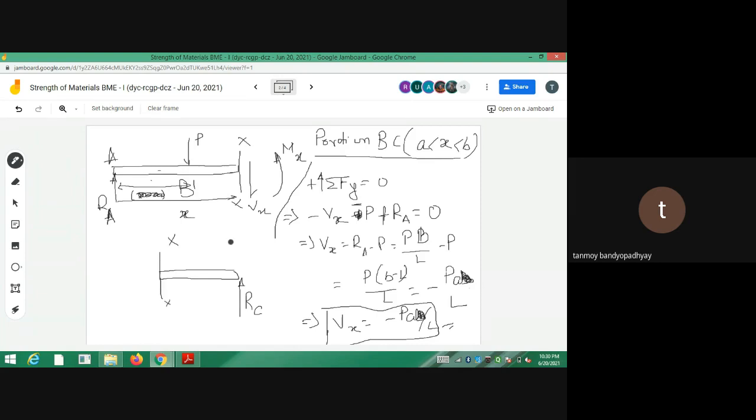Only you have to take the opposite of this one. So you have to take this one as VX and just the opposite moment, MX. So you can do this section for the part BC actually. So you can do this section from the left side also. You can do it from the right side also. You'll be ending up with the same answers.